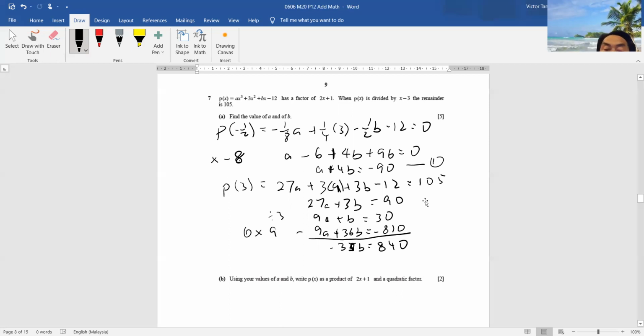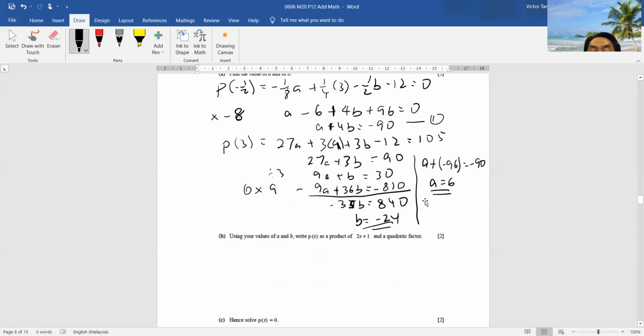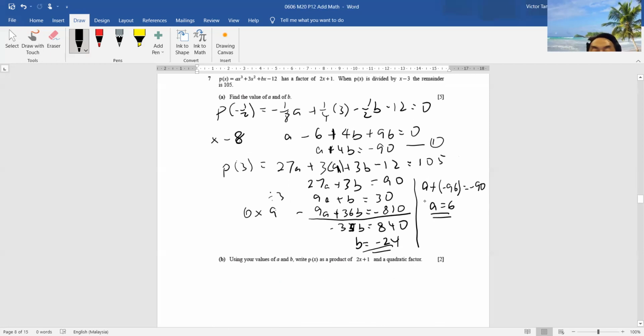Okay, now you have an exact value. B is minus 24. So substituting A, plus 4 times minus 96 minus 90, A equals 6. Okay, so you have the two solutions. Using the values of A and B, write P(x) as a product of 2x plus 1 and a quadratic factor.